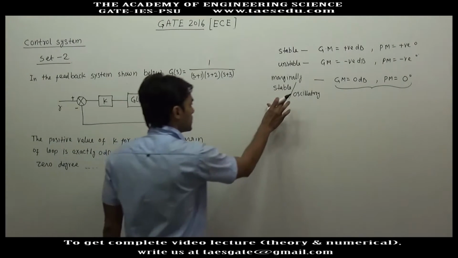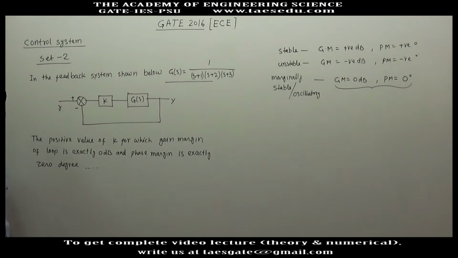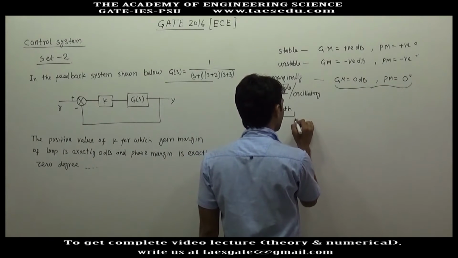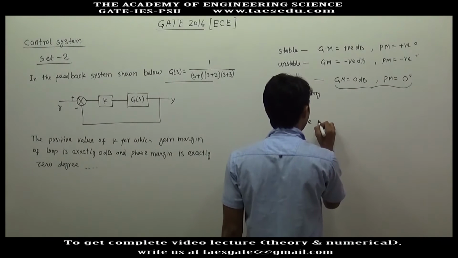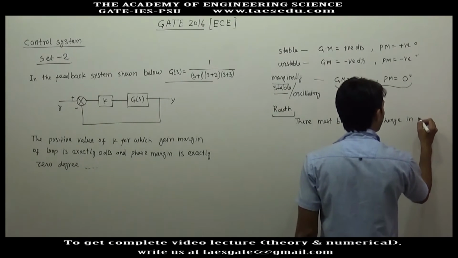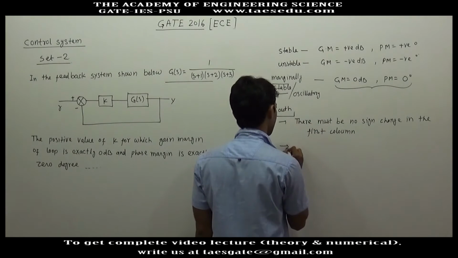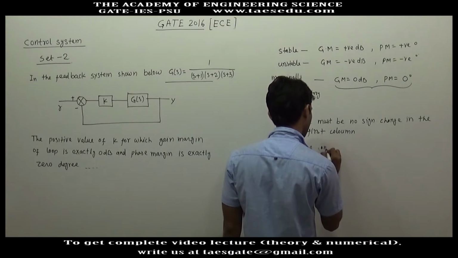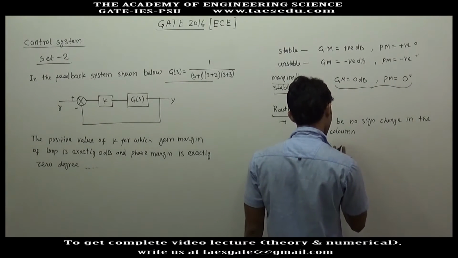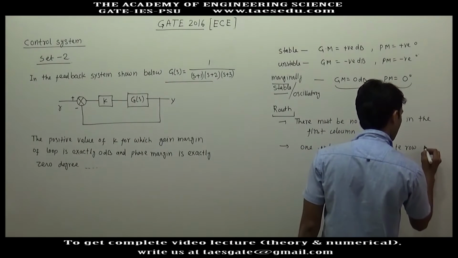The best way to find it is to form the Routh-Hurwitz table of the closed loop system and make one complete row, only one complete row, 0, and there should be no change in sign. In the Routh-Hurwitz table, for a marginally stable system, what is the necessary condition? First, there must be no sign change in the first column. And one and only one complete row should be 0.